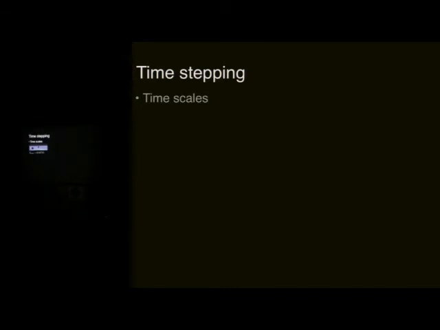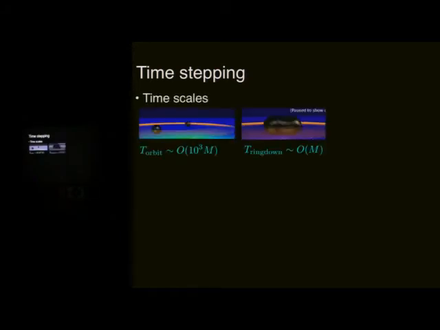When you have an in-spiral, the black holes are doing a bunch of orbits, and the time scale of an orbit is maybe on the order of 1,000 times the mass of the black hole. The farther apart you start the black holes, the longer this time scale is, and the more orbits you have to do. During the ring down, the time scale is much shorter. Maybe it's on the order of the mass of the black hole. These are the quasi-normal frequencies.